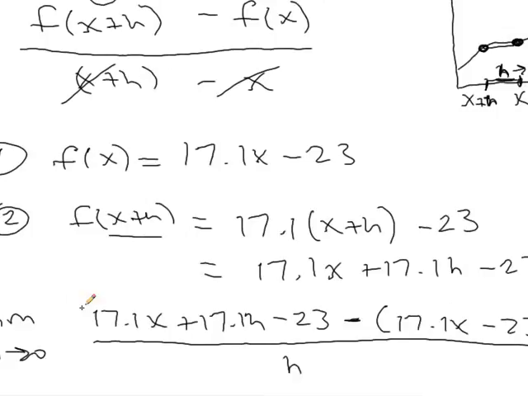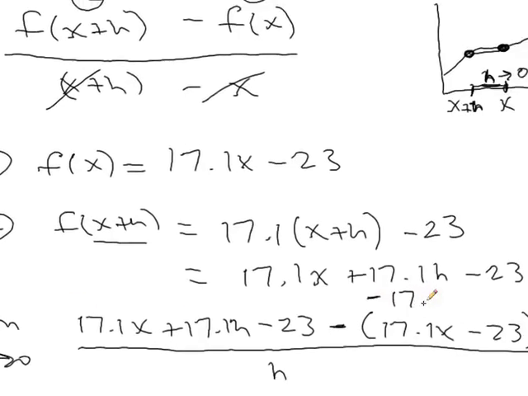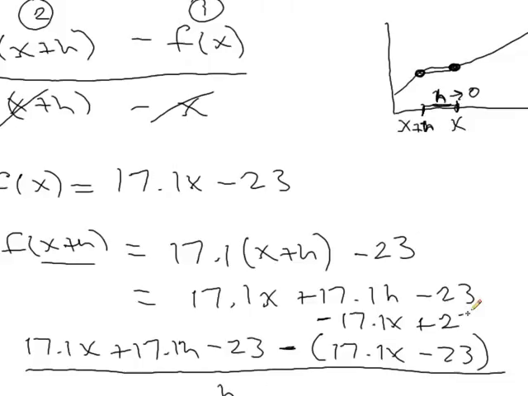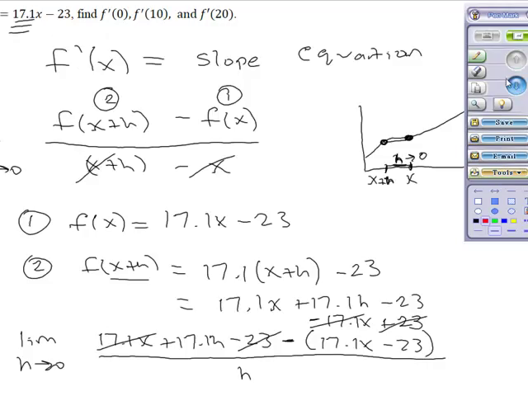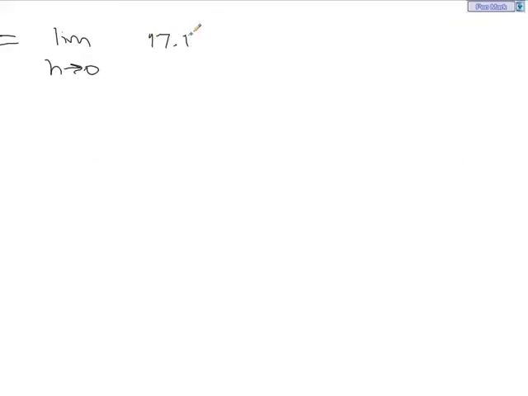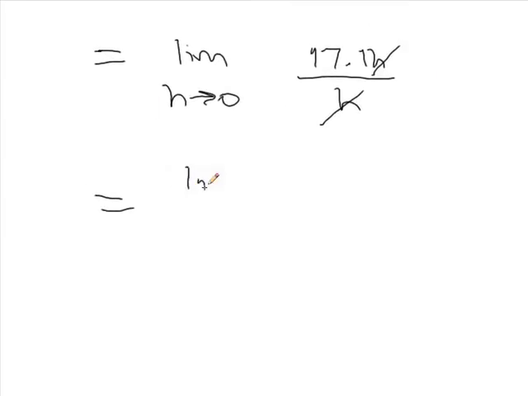And now we see that if we went ahead and distributed the negative, I'll just write this right above, we'd have this plus 23. And I see that that cancels with this guy. The negative 23 cancels with the positive 23. And what I'm left with is the limiting slope as h goes to 0 of 17.1h over h. Well, those just automatically cancel out. Nothing really to factor out here. And I'm just left with the reminder to plug in 0 for h. But I'm left with a slope.